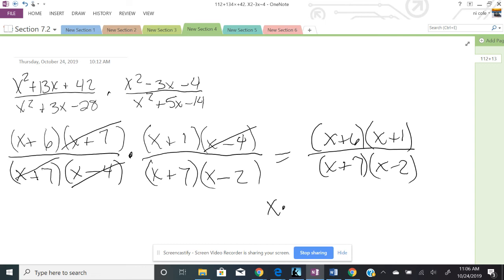What you do have to do if you have x times x is you do have to give that to me as an x squared. Okay, I will not accept x times x, so you need to know those simple simplifications.